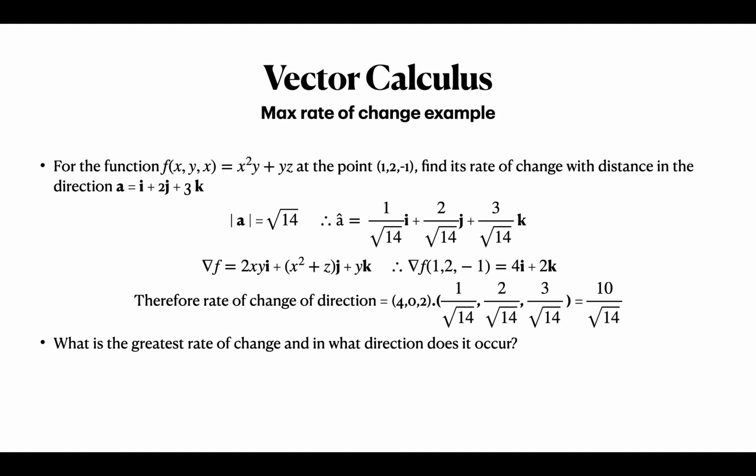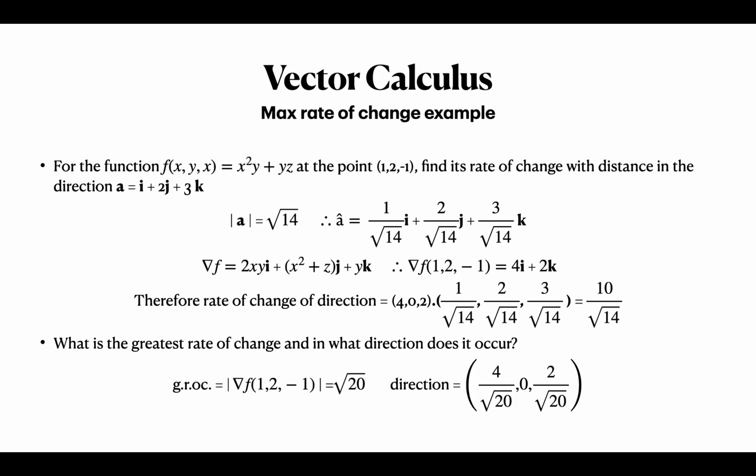And so if you go to the gradient of f at the point 1, 2, minus 1, you see it's 4i plus 2k. You just get the magnitude of that vector, and you get marks for that. So the greatest rate of change is the square root of 20, because it's 16 plus 4, and the square root of that. So the greatest rate of change then is the magnitude of the gradient of f. And the direction of the greatest rate of change is the gradient of f at the point 1, 2, minus 1, which is 4i plus 2k, and you divide each of those components by the square root of 20.